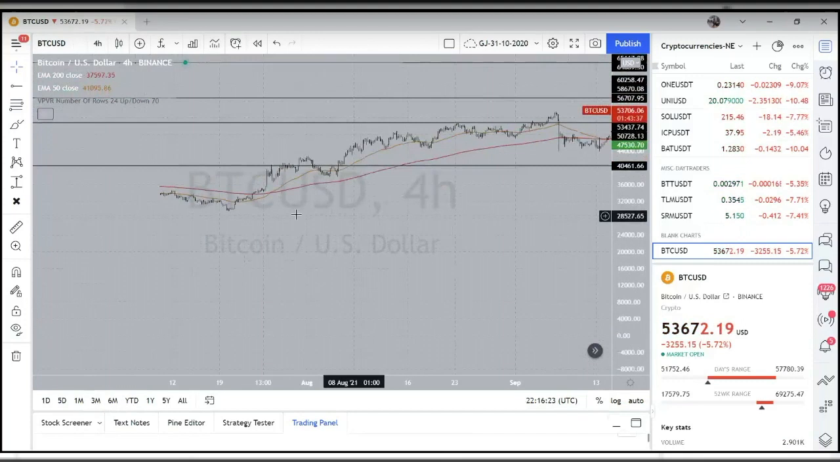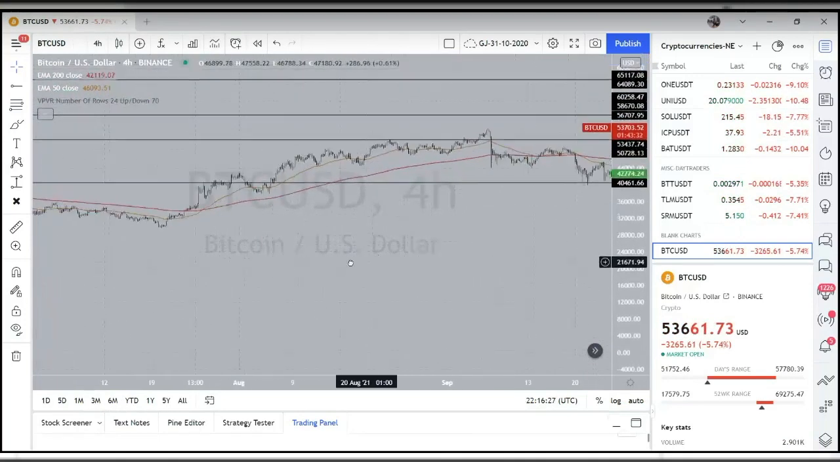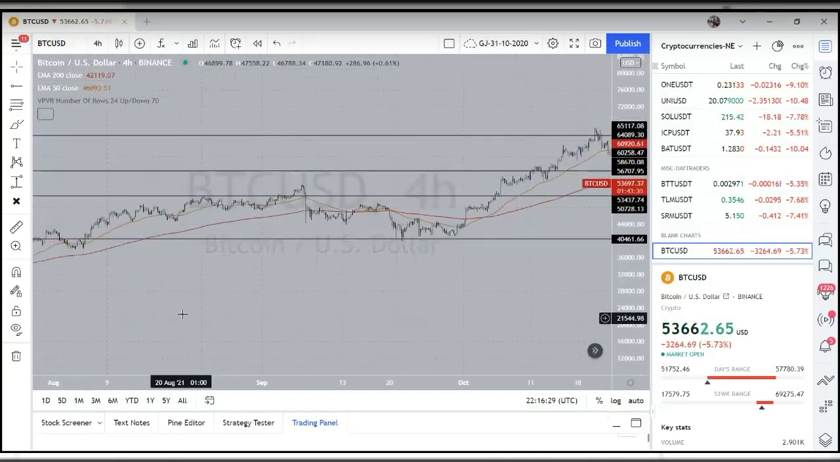But as you can see, the 50 EMA on Bitcoin tends to be respected. And once it's broken, if the 200 EMA breaks as well, then we usually get that swing. And this is just a confirmation of market structure. You can use it as what traders call confluence.